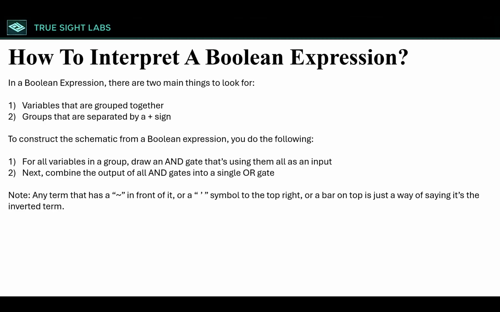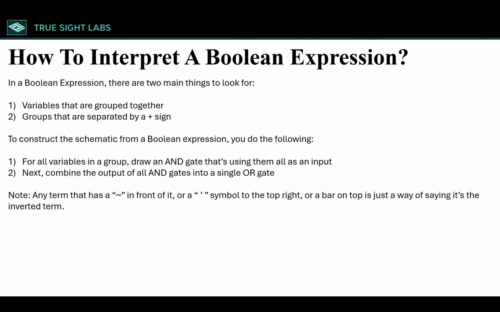In a Boolean expression, there are 2 main things you want to look for. First, look for variables that are grouped together with no plus sign between them. When variables are grouped together like that, it means they are fed into an AND gate together. Second, look for the plus signs. A plus sign separates groups, and that means those groups are fed into an OR gate together.